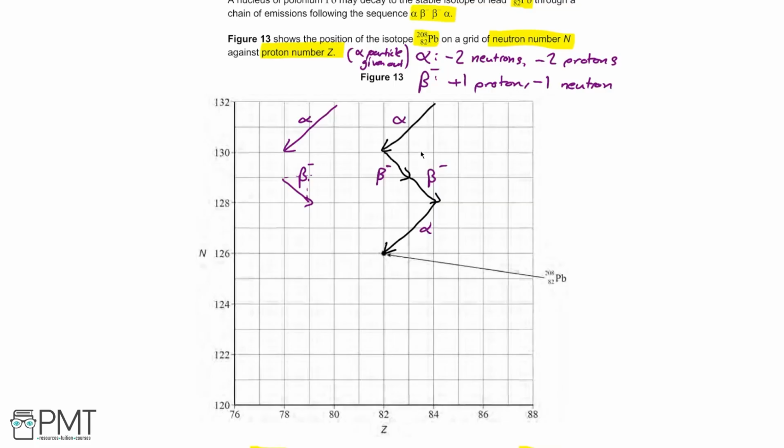In this question, we got 1 mark for a correct representation of alpha and beta minus decay on the NZ diagram, like we've done here. And we got 1 mark for a fully correct decay chain. In other words, we start at the right place and all the arrows are in the right position.